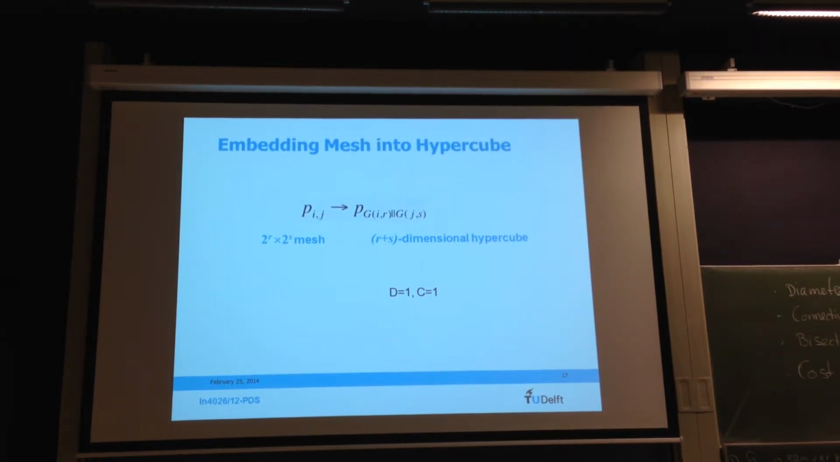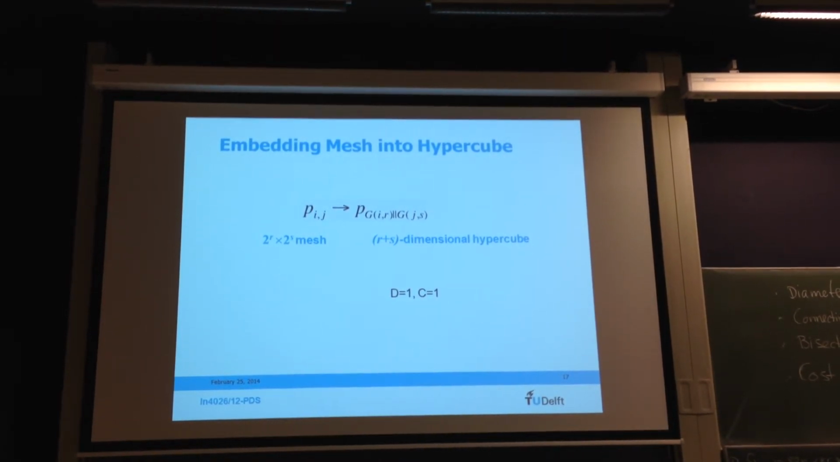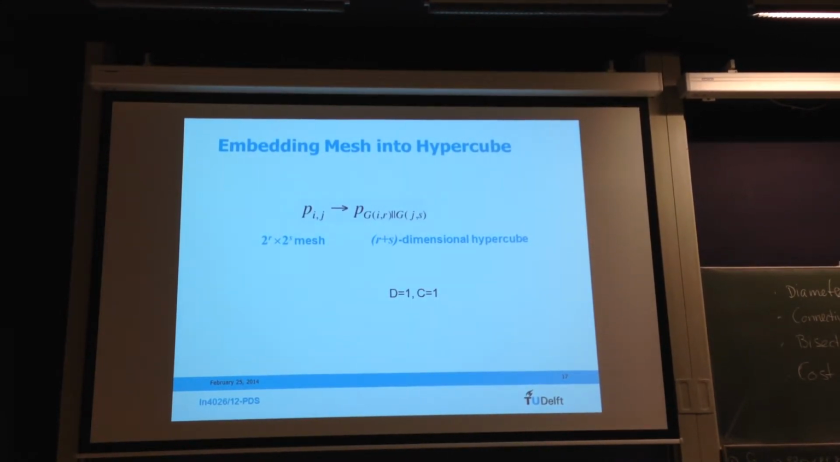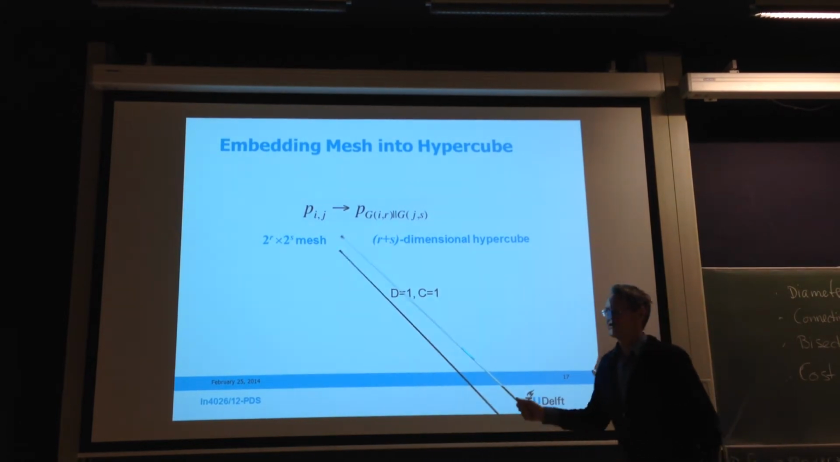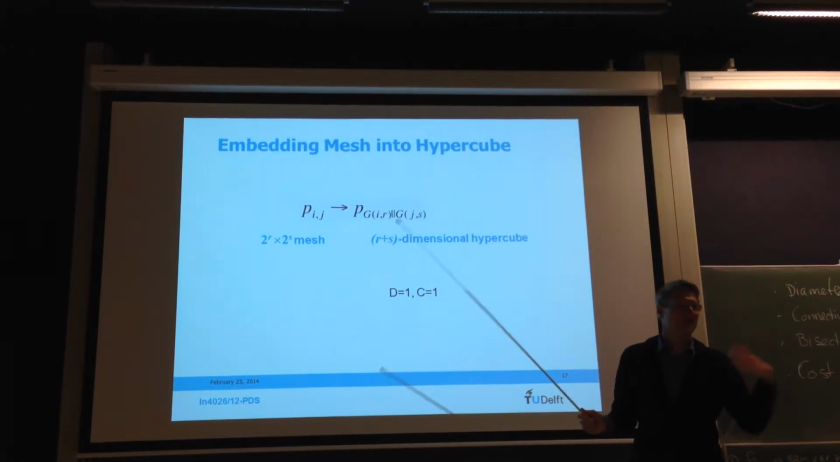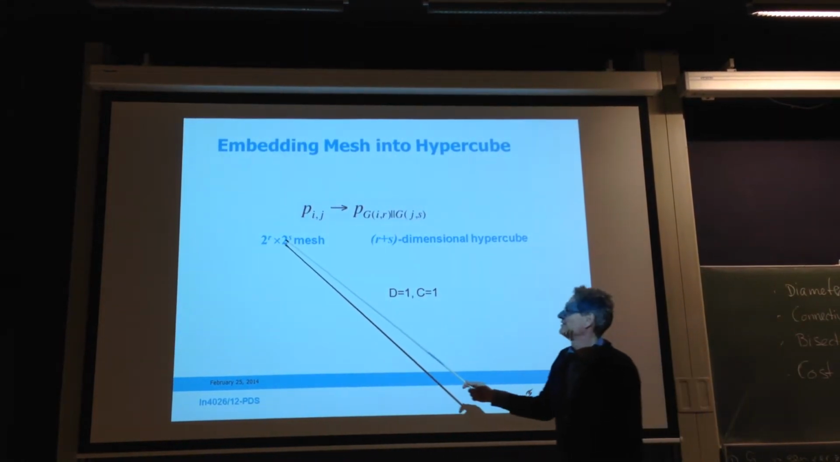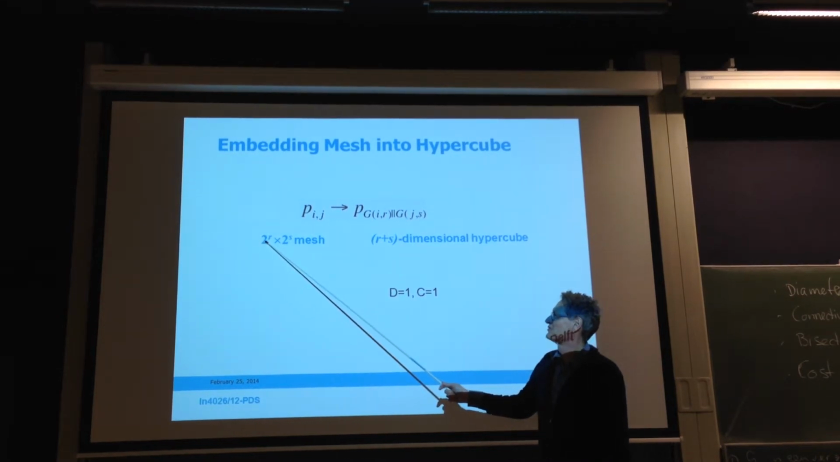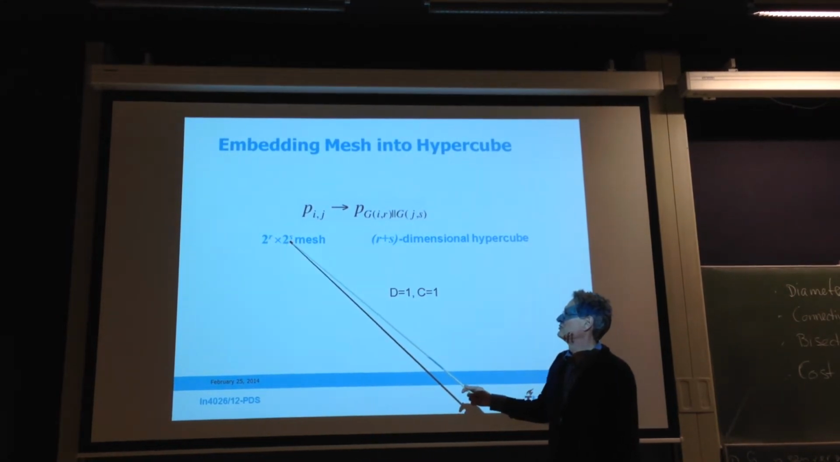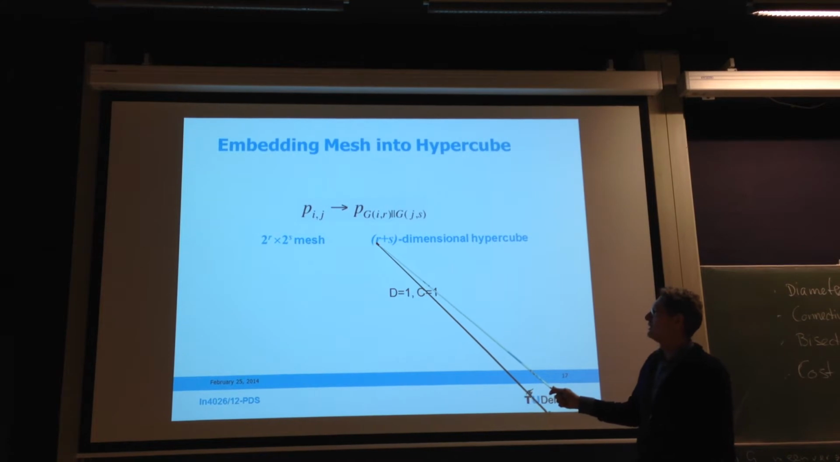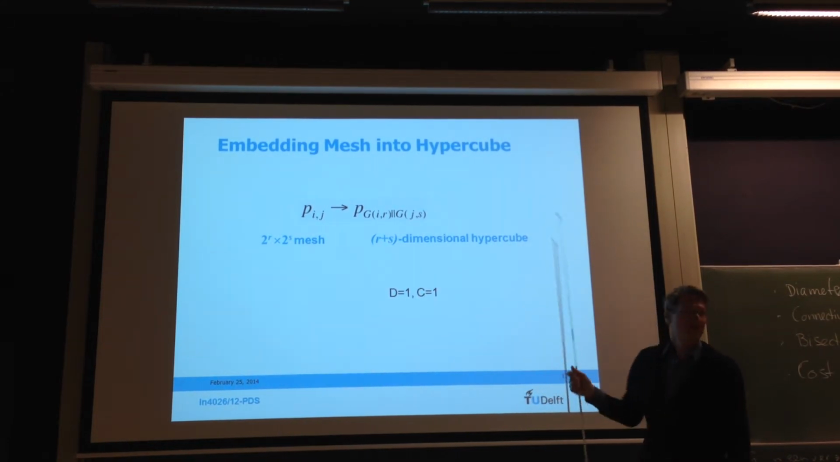We can extend that in a very simple way. Now, suppose we do not have a linear array, but we have a mesh, 2-dimensional mesh, with dimensions. To make it easy, of course, this complexity analysis always makes things easy, that the dimensionality of the mesh is 2 to the power r times 2 to the power s, and we're talking about an r plus s dimensional hypercube.